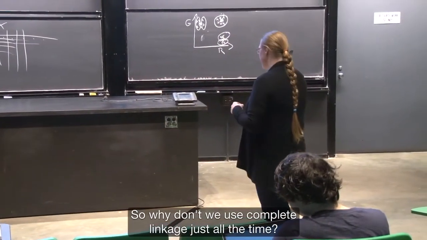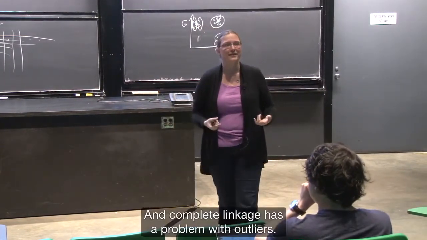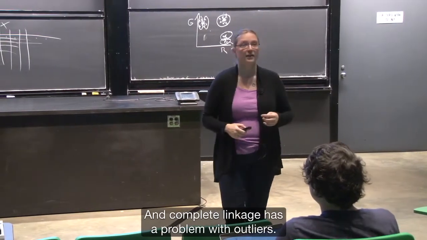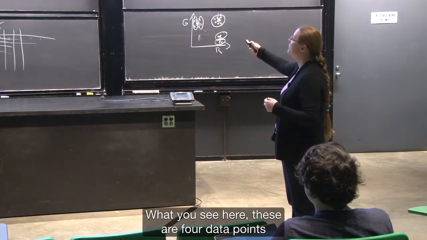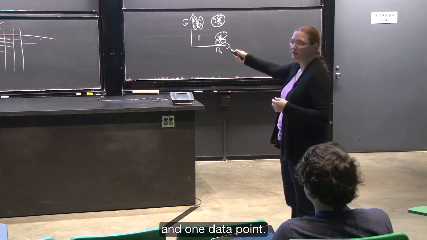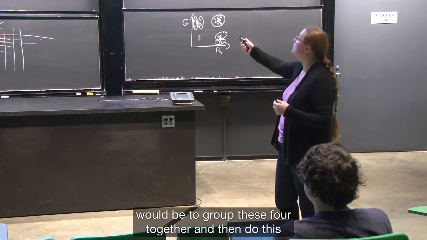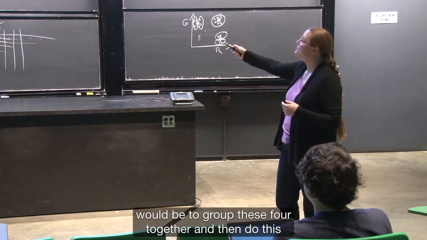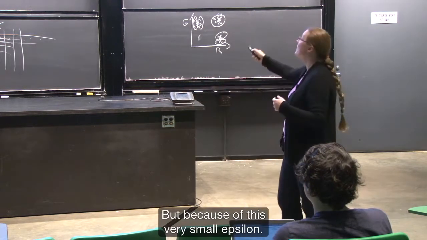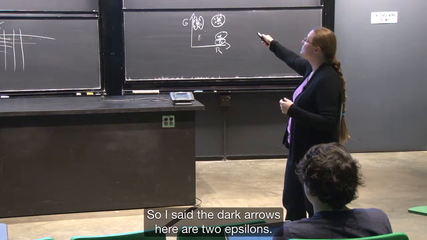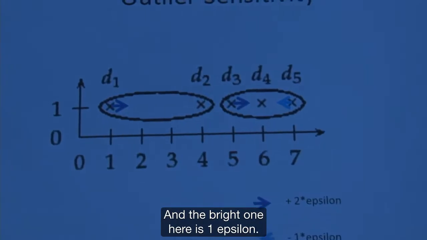So why don't we use complete linkage just all the time? It depends on our application. And complete linkage has a problem with outliers. And this is illustrating this problem. What you see here, these are 4 data points and 1 data point. And the solution that is intuitive would be to group these 4 together and then do this as a single cluster, right? But because of this very small epsilon, so I said the dark arrows here are 2 epsilons, and the bright one here is 1 epsilon.